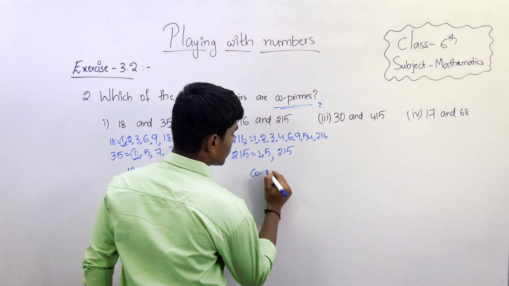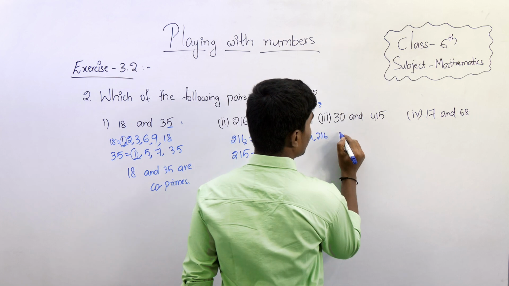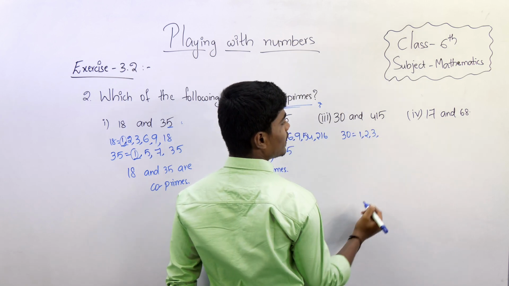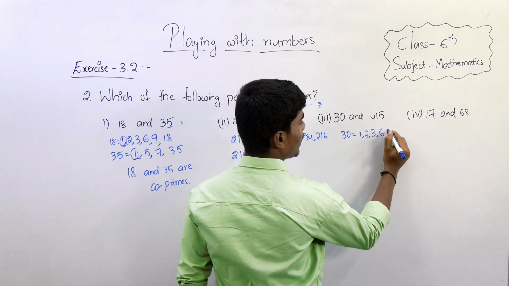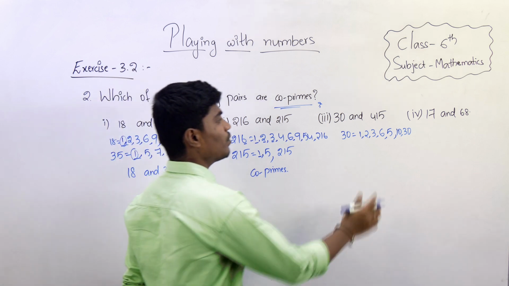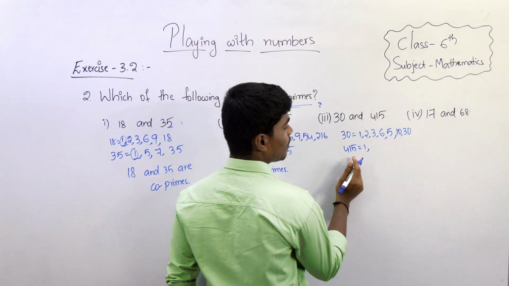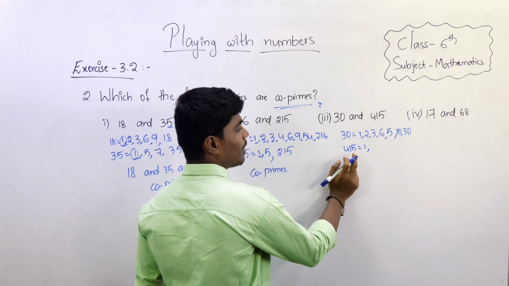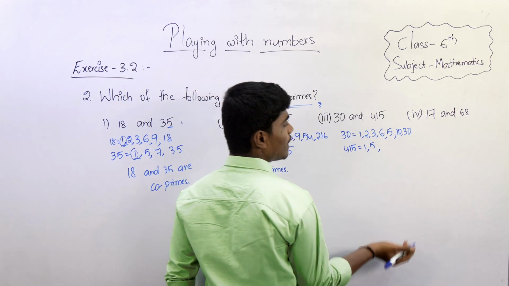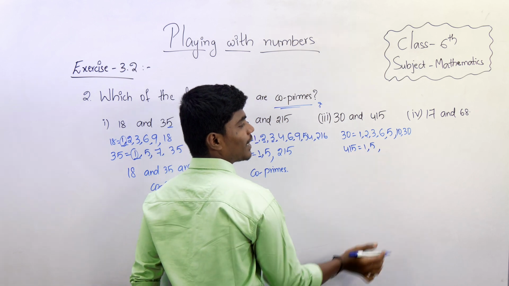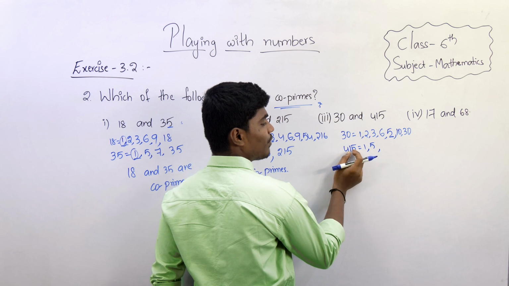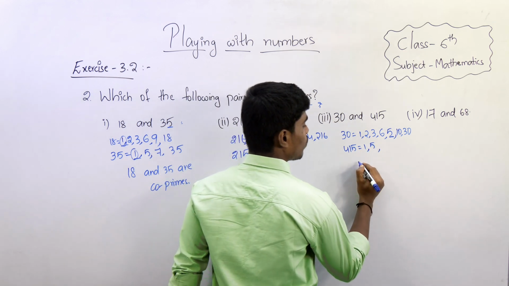Now let's see the factors of 30. 1, 2, 3, 6, 5, 10, 30. These are the factors of 30. Now 415. 4 plus 1 is 5, 5 plus 5 is 10. So it is not divisible by 2 or 3. It is divisible by 5. See, here we have written 1 and 5. Here already we have 5 as a factor of 30. Here also 5 is a factor of 30. So these are not co-primes.